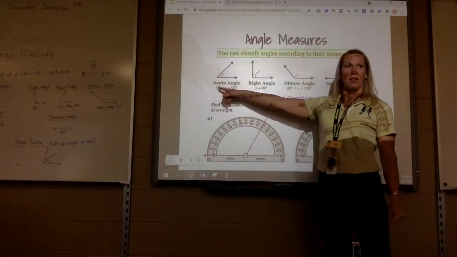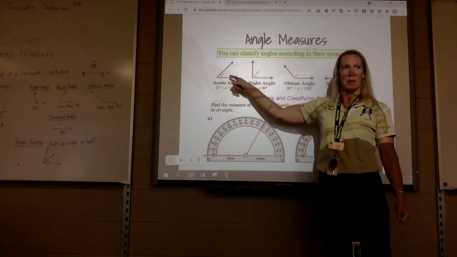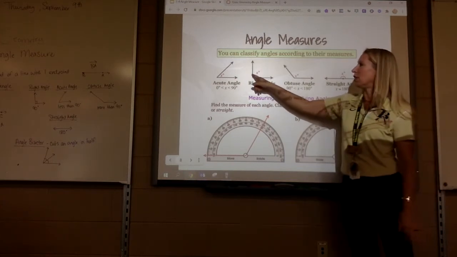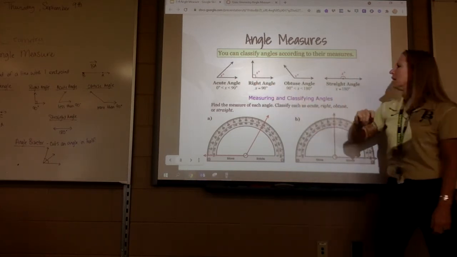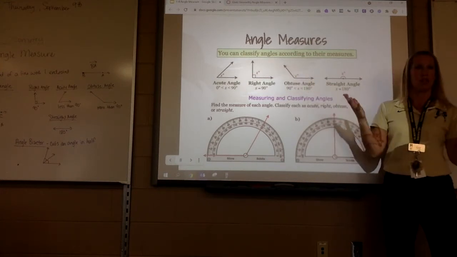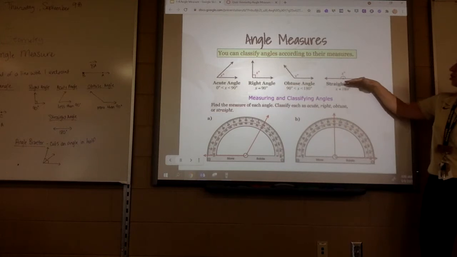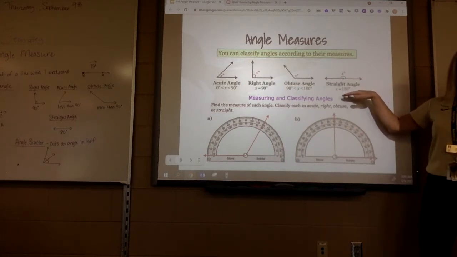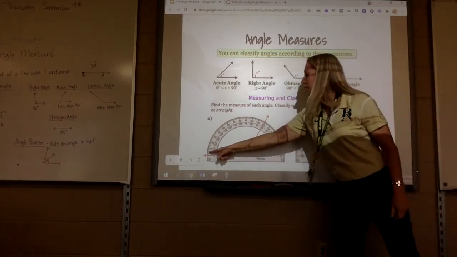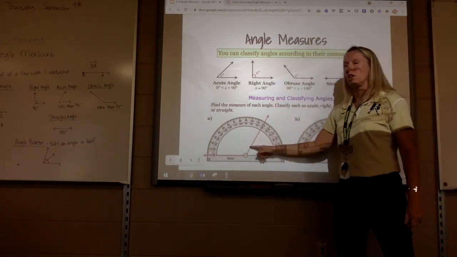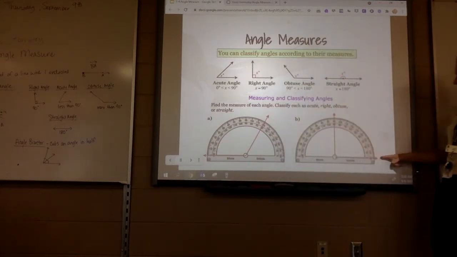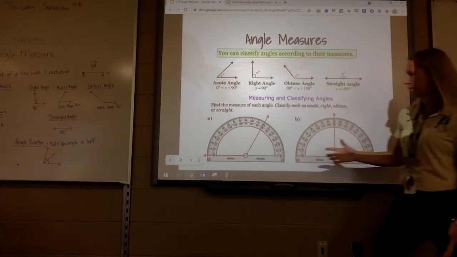An acute angle is less than 90 degrees. Did you guys remember that? A right angle is exactly 90 degrees, and a lot of times you'll see that little box there. An obtuse angle is more than 90 degrees but less than 180 degrees. And then a straight angle is exactly 180 degrees. You guys good with that? Would this angle right here be acute, obtuse, right, or straight? It'd be obtuse. Good. What about this angle? Right. A right angle. Okay.